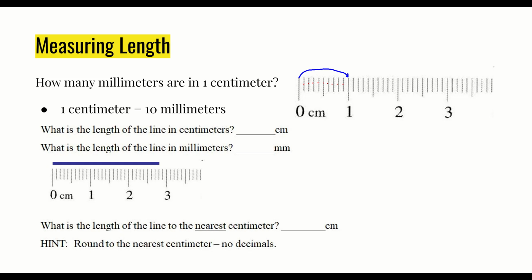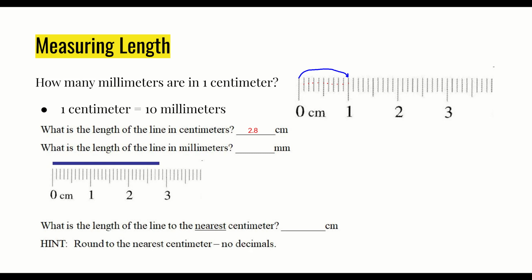So if we want to figure out what is the length of the line in centimeters, we're looking down here, we want this line. So what is the length of that line in centimeters? So if we go right about to here, we're going to have 2, and we can get to 5. So 2.5, 2.6, 2.7, 2.8. And then our next question is asking us about that line as well, but now in millimeters.